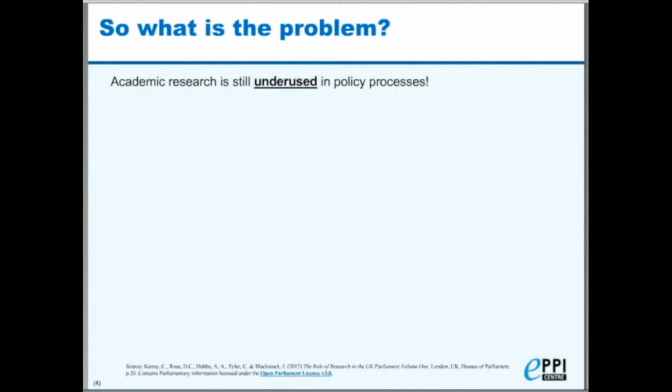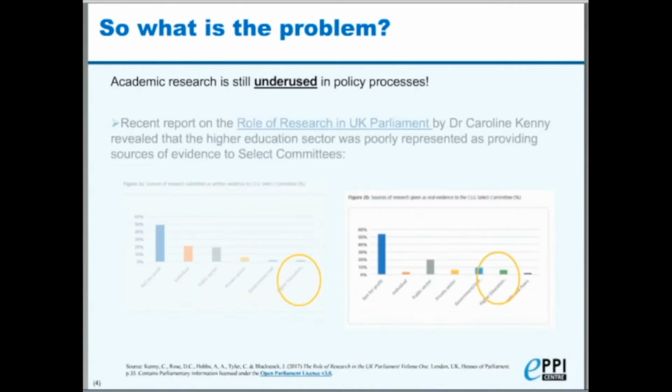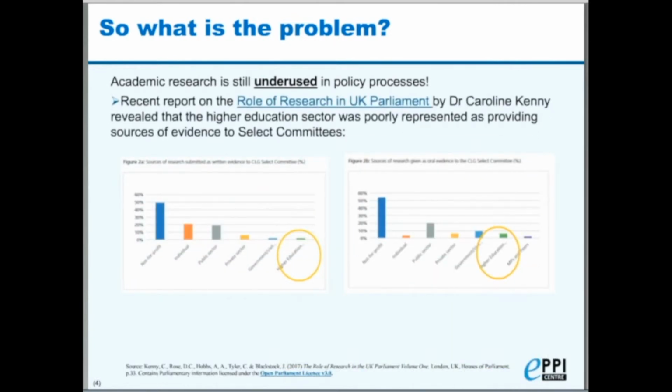And to illustrate this problem, here are some findings from a recent report on the role of research in UK Parliament. We can see from the graphs here that the higher education sector is very poorly represented as a source of evidence. Here the example is the evidence provided to communities and local government select committees. We can see that higher education as a sector is dwindling very far behind, say, not-for-profit, for example.